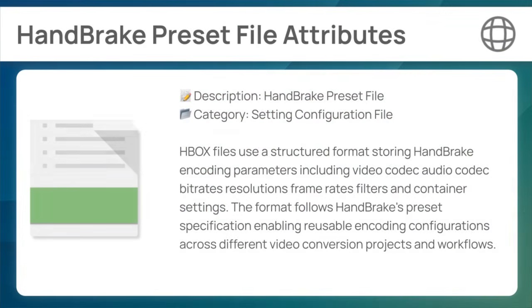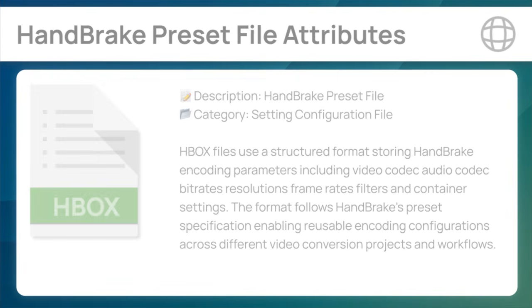HBOX files use a structured format, storing HandBrake encoding parameters, including video codec, audio codec, bitrates, resolutions, frame rates, filters, and container settings. The format follows HandBrake's preset specification, enabling reusable encoding configurations across different video conversion projects and workflows.